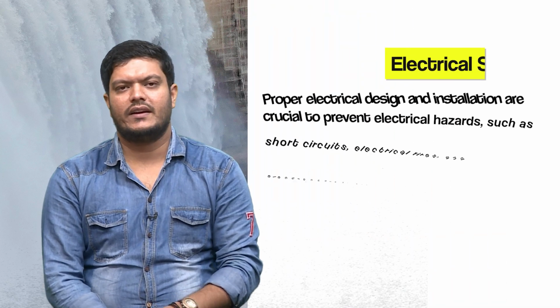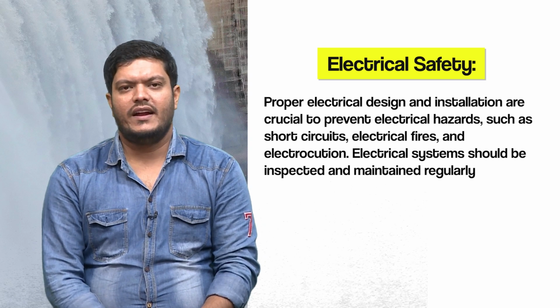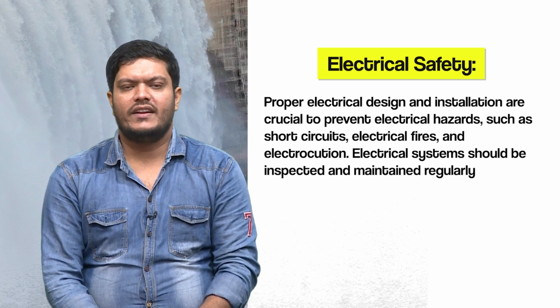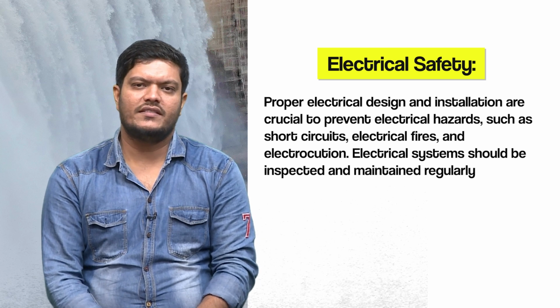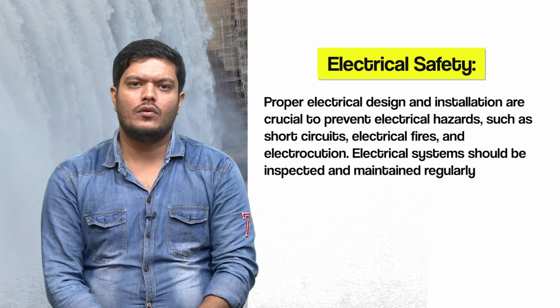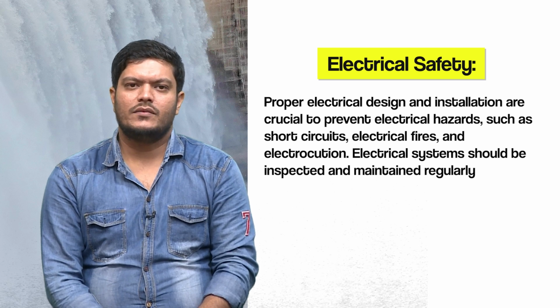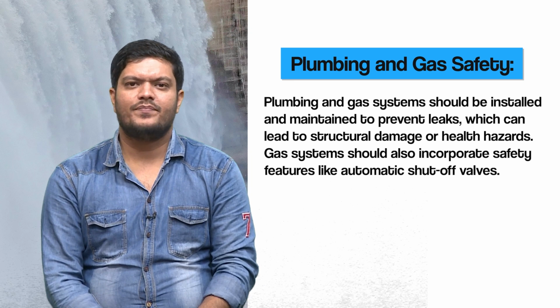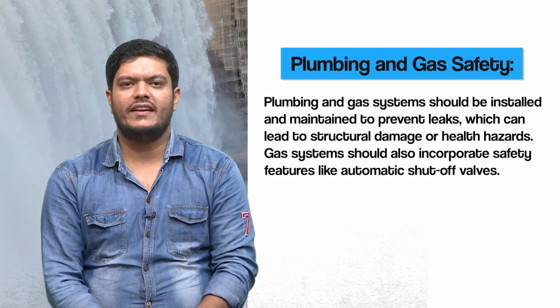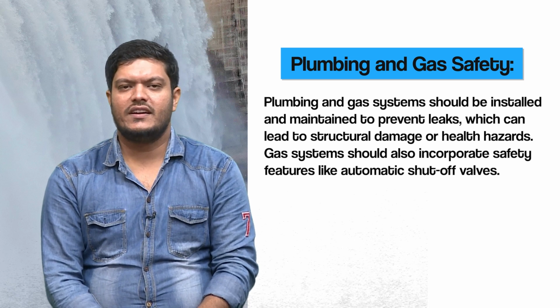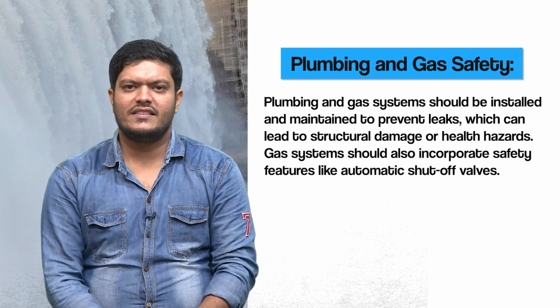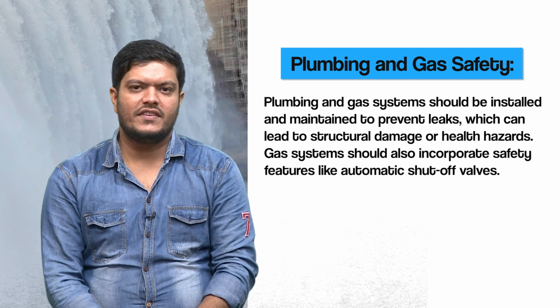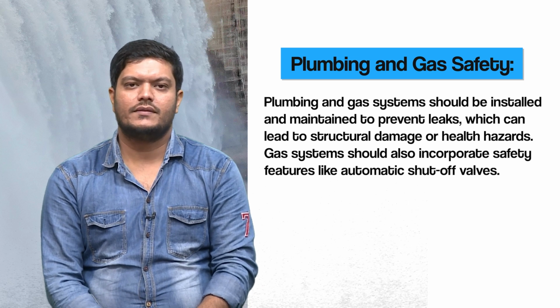Electrical safety. Proper electrical design and installation are crucial to prevent electrical hazards such as short circuits, electrical fires and electrocution. Electrical systems should be inspected and maintained regularly. Plumbing and gas safety. Plumbing and gas systems should be installed and maintained to prevent leaks, which can lead to structural damage or health hazards. Gas systems should also incorporate safety features like automatic shut-off valves.